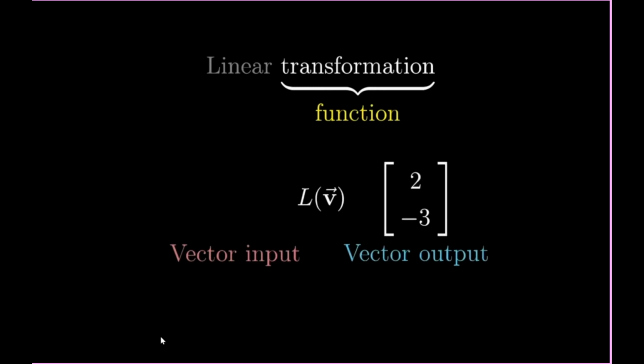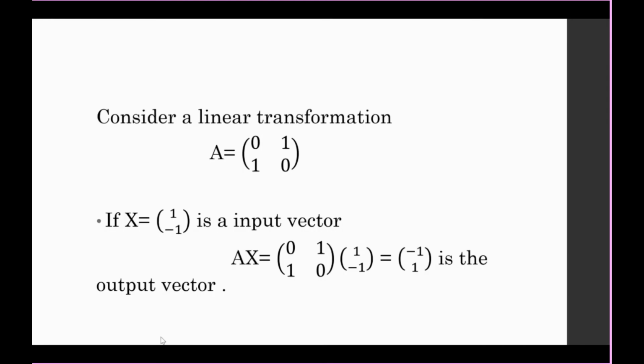Let us see how transformations play out on vectors. What is the transformation? Transformation is nothing but a matrix. Suppose I choose 1 and minus 1 as my input vector. Let us see what the output vector is. You just have to multiply this vector with the given matrix, that is our transformation. You know how to multiply it. You will get minus 1, 1. So if I give 1, minus 1 as the input vector, I get minus 1, 1 as the output vector. So the transformation takes an input vector and gives a vector as the output.